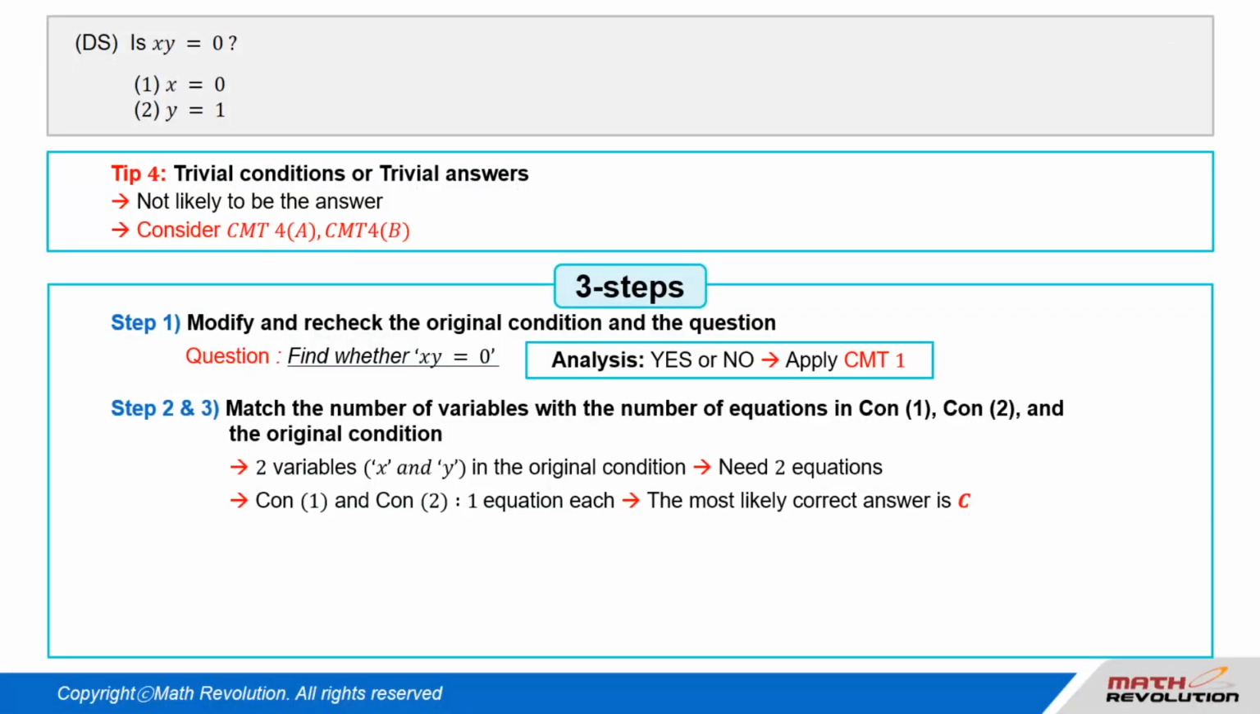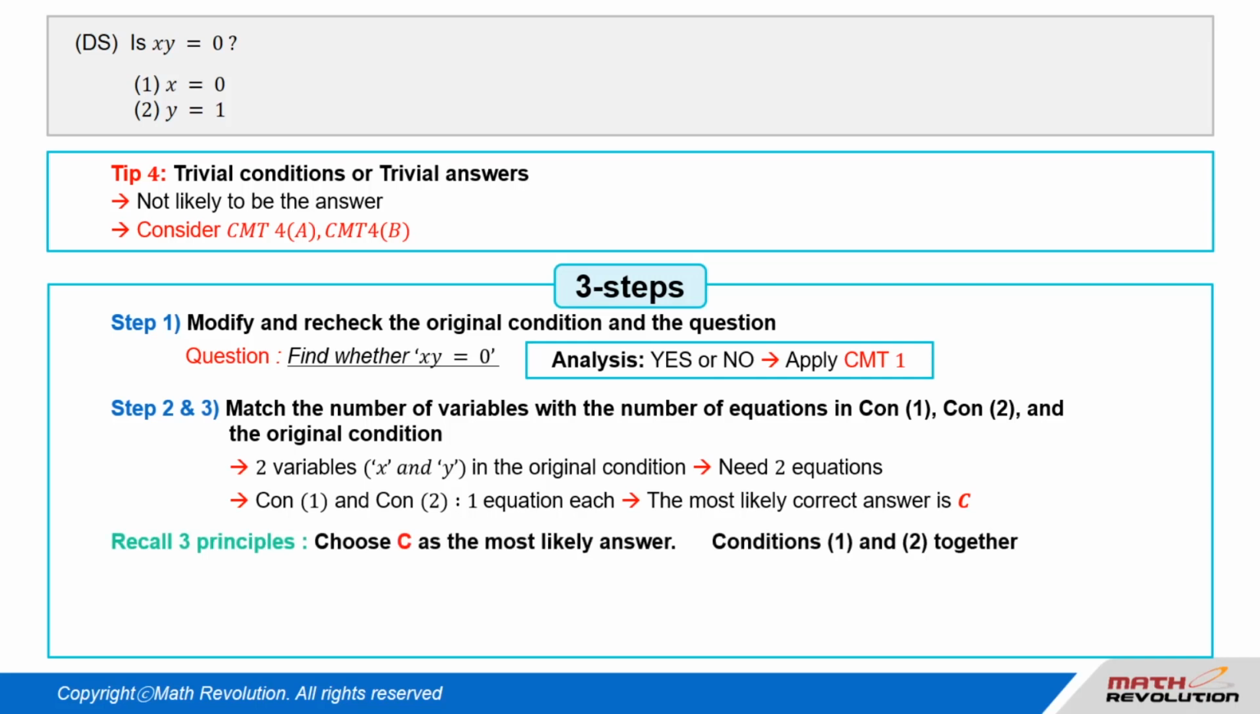From the original condition, we have 2 variables, x and y. To match the number of variables with the number of equations, we need 2 equations. Since conditions 1 and 2 will provide 1 equation each, C would most likely be the answer. Recall 3 principles and choose C as the most likely answer. Let's take a look at conditions 1 and 2 together.